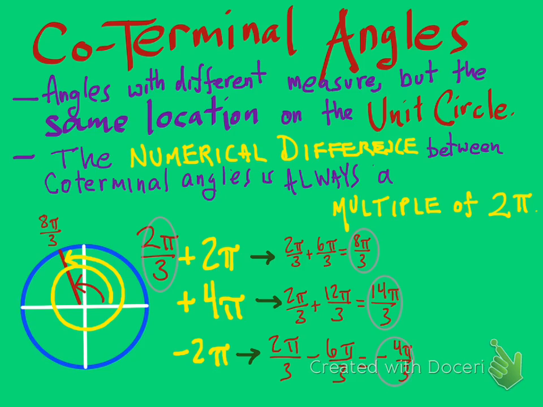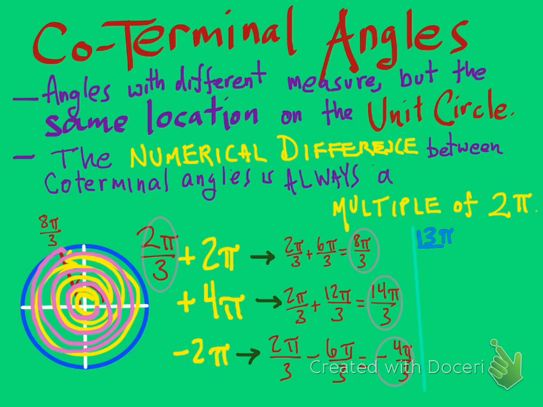So I could keep going around and around the circle lots of different times, in either the positive direction or the negative direction, and I would still be at that same place around the circle.